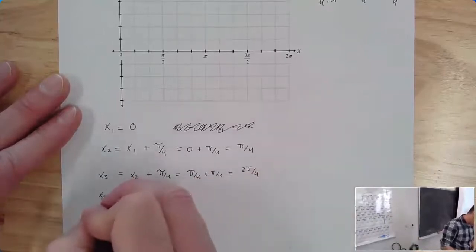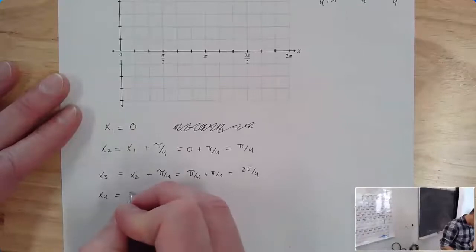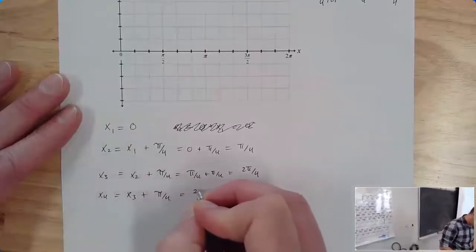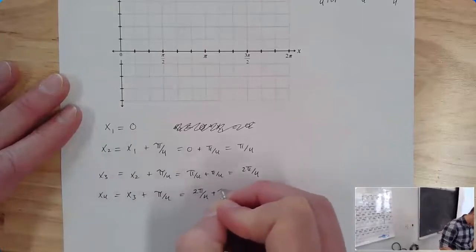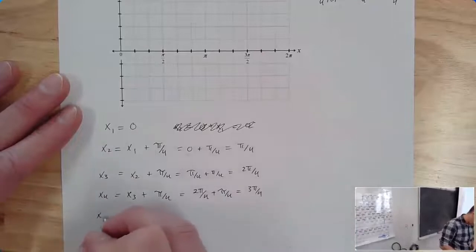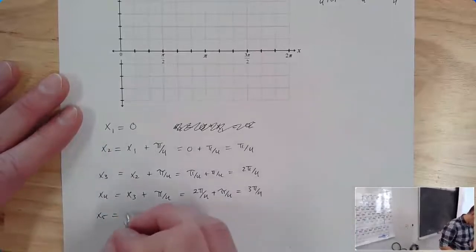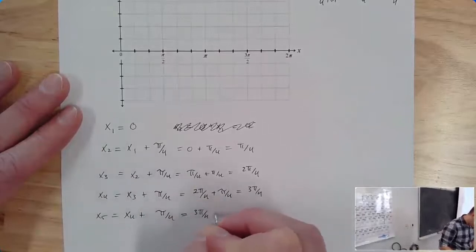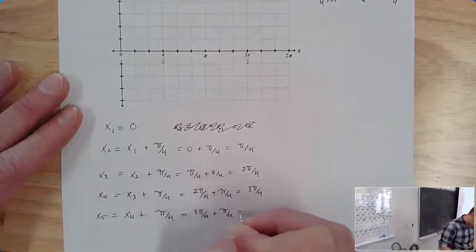And then I'm taking my previous point, adding 1/4 of my period, which is going to be 2 pi over 4 plus pi over 4 to give me 3 pi over 4. And then finally, to get my last point, my fifth point, taking my previous point, adding 1/4 of my period, and getting 3 pi over 4 plus pi over 4, which is 4 pi over 4, which is pi.